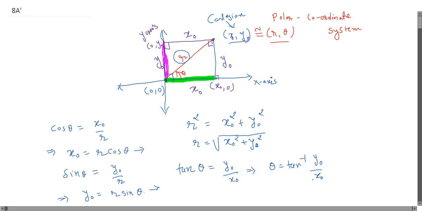But this is not a final formula because if you are in the first quadrant, then this will be okay, or if you are in the fourth quadrant, then also it will give you the exact answer. But in the second and third quadrant, you have to be quite careful. Why is it so? Let me explain.